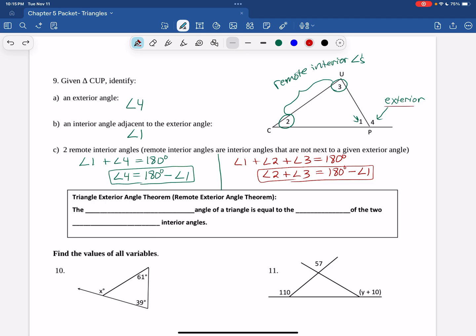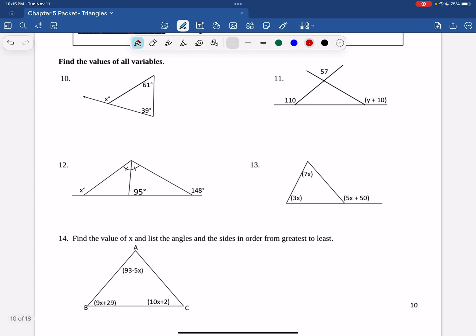So the exterior angle is equal to the sum of the two remote interior angles. And that's called the triangle exterior angle theorem. So we're going to fill it in. The exterior angle of a triangle is equal to the sum of the two remote interior angles. Okay, so now we've got a couple of examples down here.